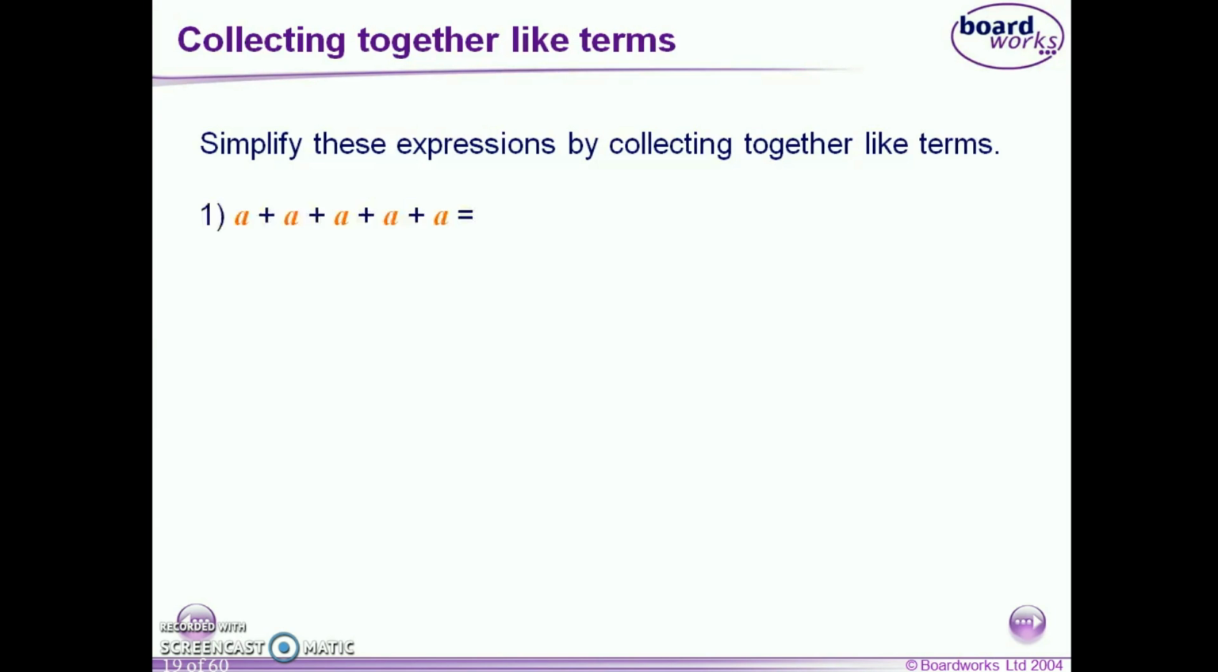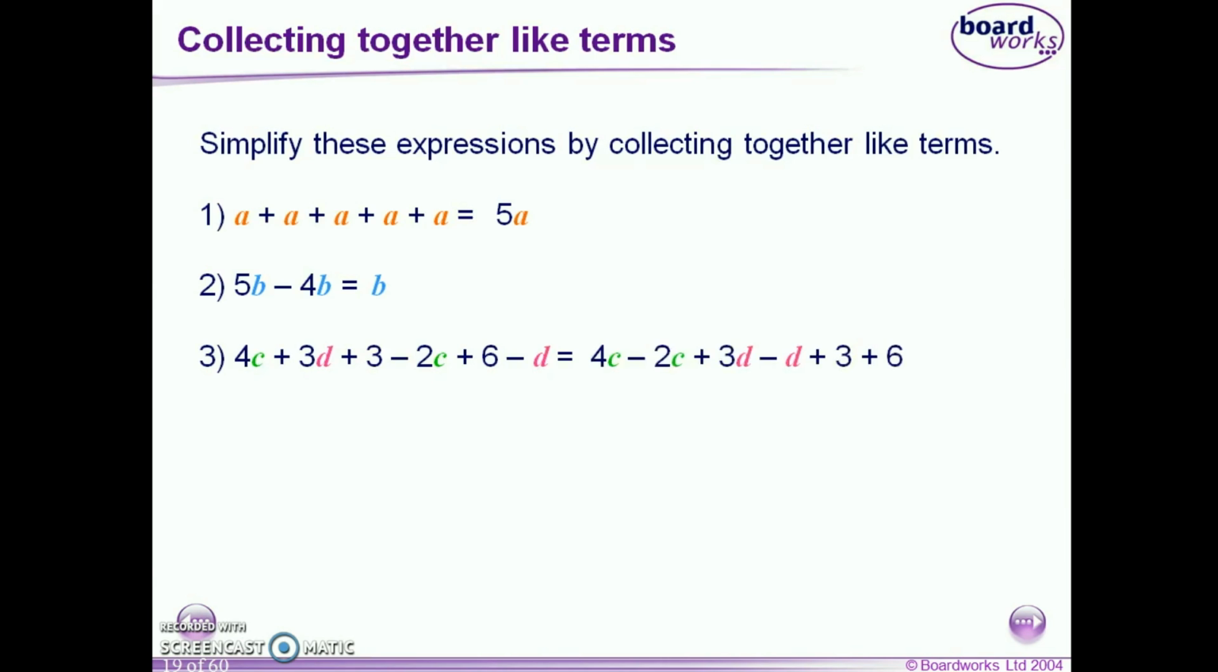Let's do it together. a plus a plus a plus a plus a should be 5a. Next, 5b minus 4b is equal to b. Next, 4c plus 3d plus 3 minus 2c plus 6 minus d is equal to 4c minus 2c plus 3d minus d plus 3 plus 6, which is equal to 2c plus 2d plus 9.